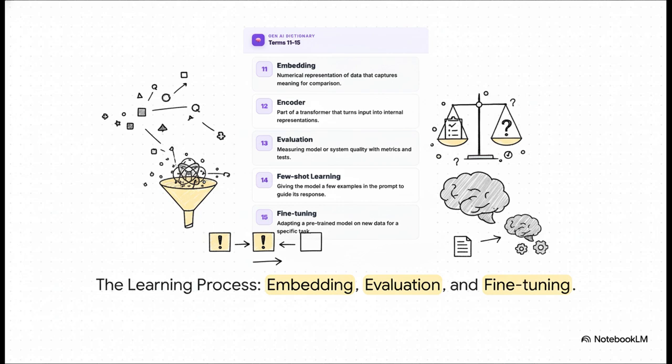A related technique is few-shot learning, where you can guide a model with just a few examples. You could give an AI just 3 support tickets that you've already categorized, and it can learn from those to classify all the new ones that come in. And all of this can lead to fine-tuning. This is where you adapt a big pre-trained model on your own specific data, turning a general AI into a highly tuned specialist on, say, your company's internal documents.